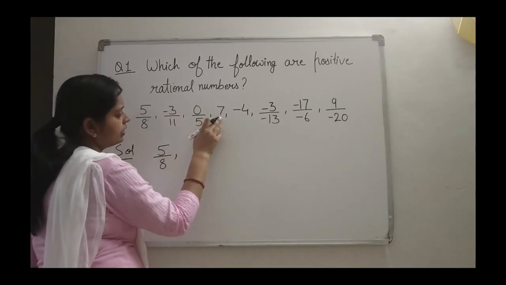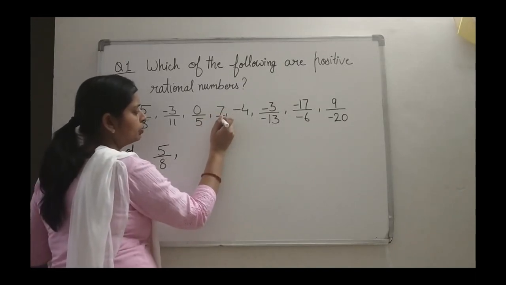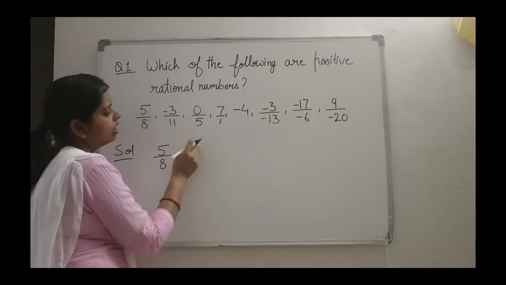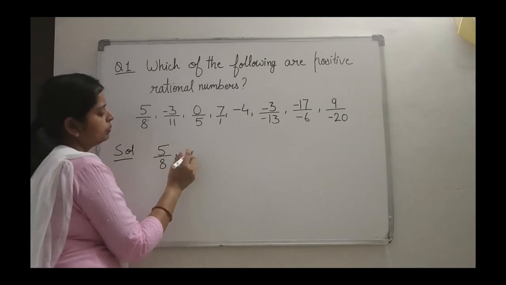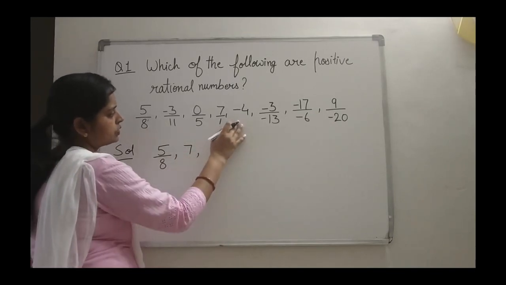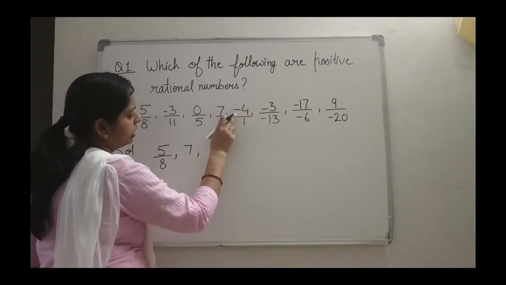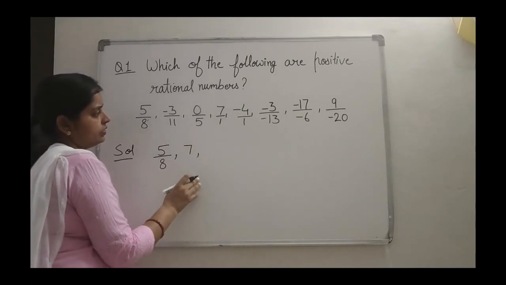Okay. 7. What is 7? There is nothing in the denominator, which means it is 7 upon 1. So 7 is a positive rational number because both numerator and denominator are positive. Minus 4, that is minus 4 upon 1. Right? So numerator is negative and denominator is positive. So it is a negative rational number.